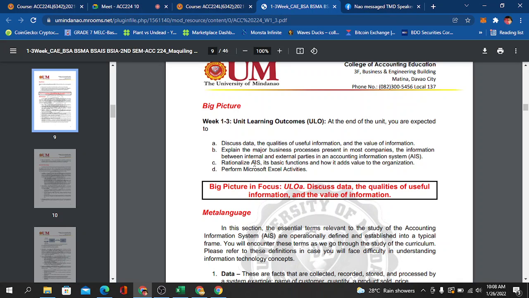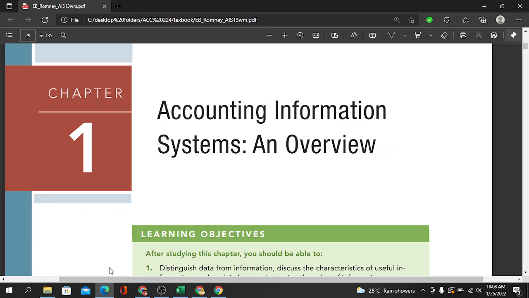Itong Excel activities, i-ignore nyo lang ito, no? Kasi this is doon sa ating second term. But i-discuss natin ito, itong e-book na ito, in the form of recitation. No? So, yung recitation natin, pwede sa chat box. Anyway, I will write it down.